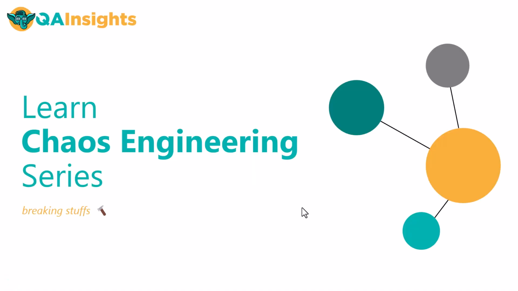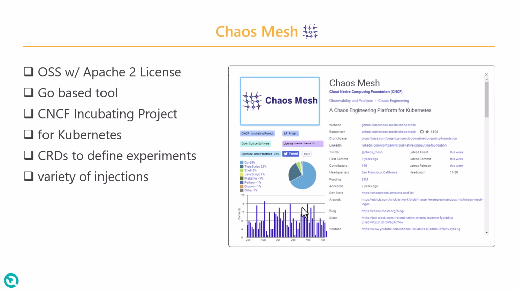Welcome to Learn Chaos Engineering series. In this episode, we are going to deep dive into Chaos Mesh. As you know, Chaos Mesh is an open source project, comes with Apache 2 license. It's built using Go language. It is a very powerful platform for your Kubernetes environment, and it is a CNCF incubating project. It is powered by CRDs, custom resource definitions, where you define your experiments, and it supports variety of injections. You can check more features in the GitHub repository.